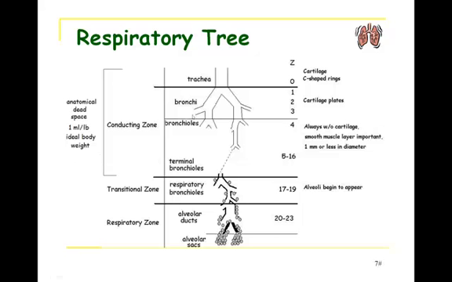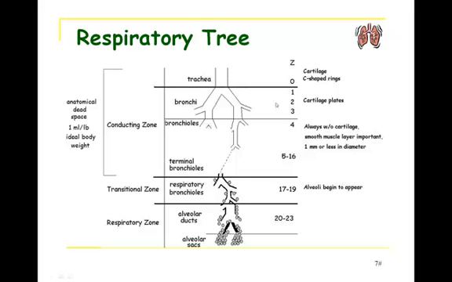What you'll notice in this conducting zone is you've got the trachea, which has those C-rings, the cartilage. The purpose of the C-rings is to keep the trachea open, because during inspiration air pressure declines and it would tend to collapse the trachea, so it remains open during breathing, especially obviously during inspiration.